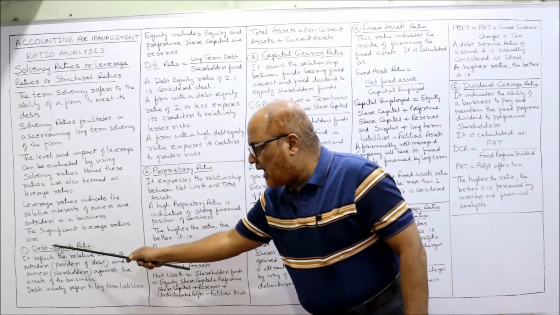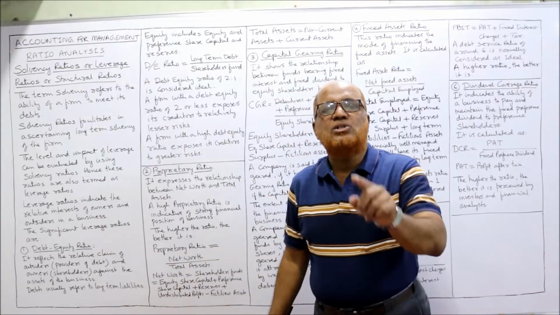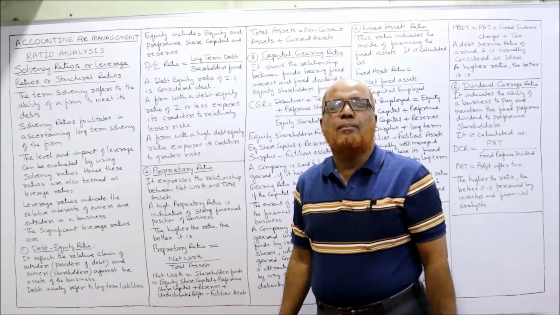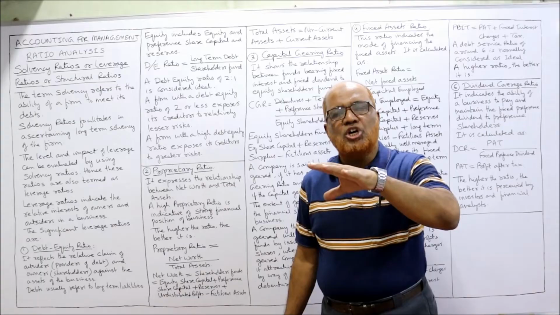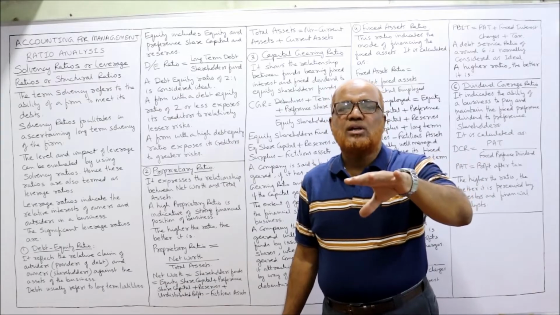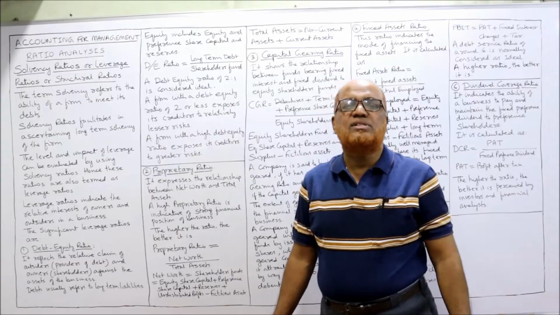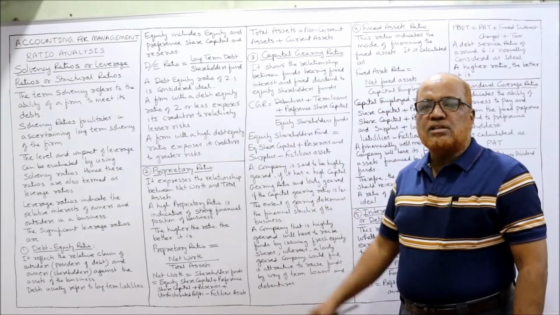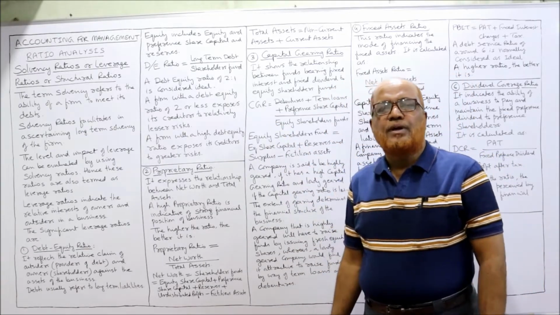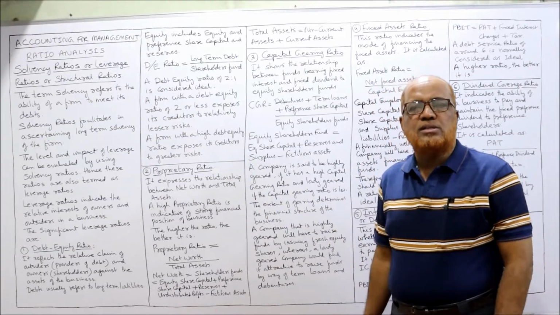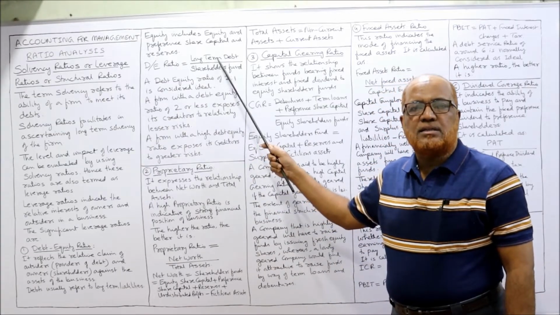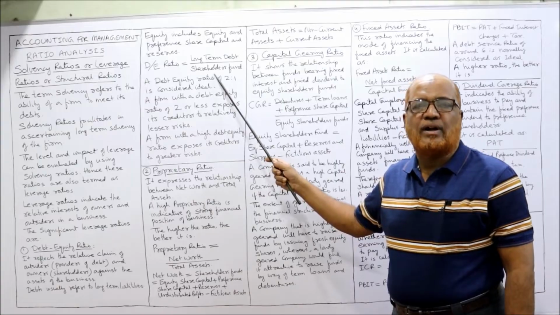When we come to debt and equity, equity does not mean only equity share capital. Here equity means shareholders' fund, and shareholders' fund includes equity share capital, preferential capital and reserves and surplus. So what is the formula of debt equity ratio? The formula for debt equity ratio is long-term debt divided by shareholders' fund.